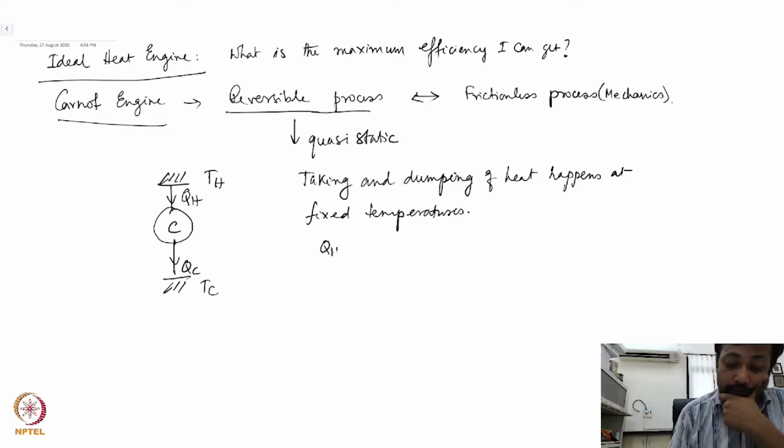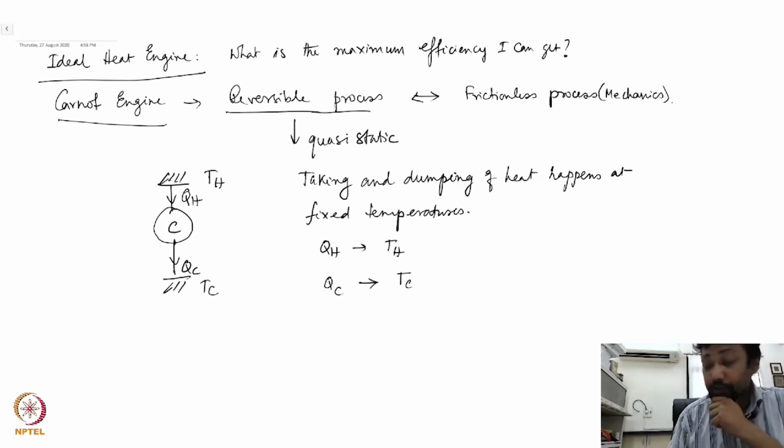So QH is taken up by the system at a temperature TH, and QC is dumped to the cold reservoir at a temperature TC. In all the other processes that may be involved in this Carnot engine, there is no heat exchange with either of the reservoirs.